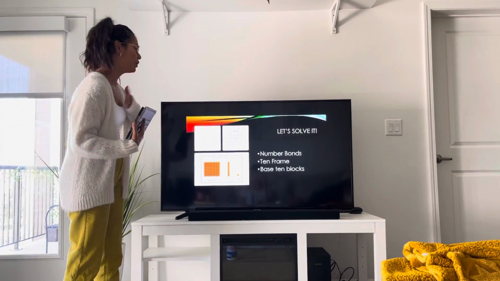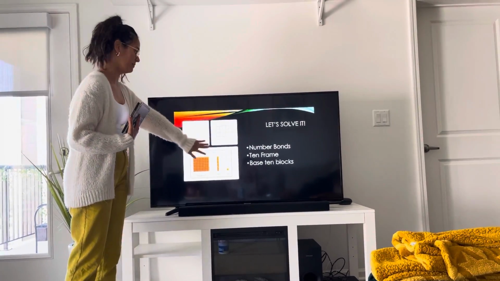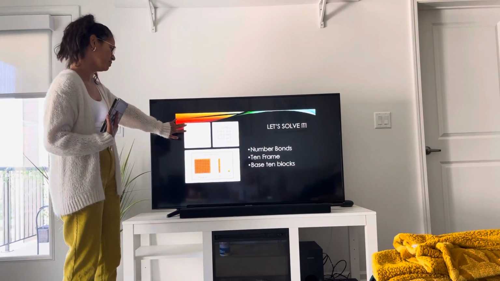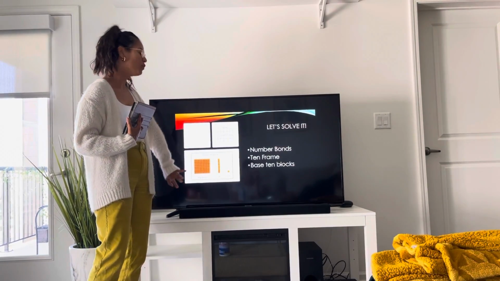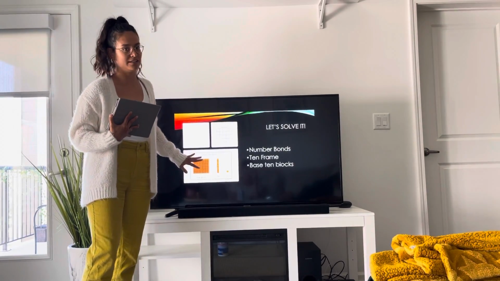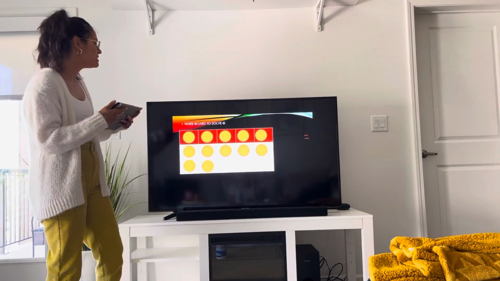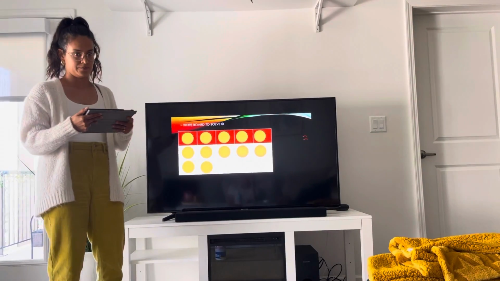Okay, personally, I love 10 frames. 10 frames are awesome. I really love number bonds too, and base 10 blocks. Of course, you are familiar with all of this because we talked about it last week. All right, so you can choose one. Let's go ahead and try to solve it, okay?